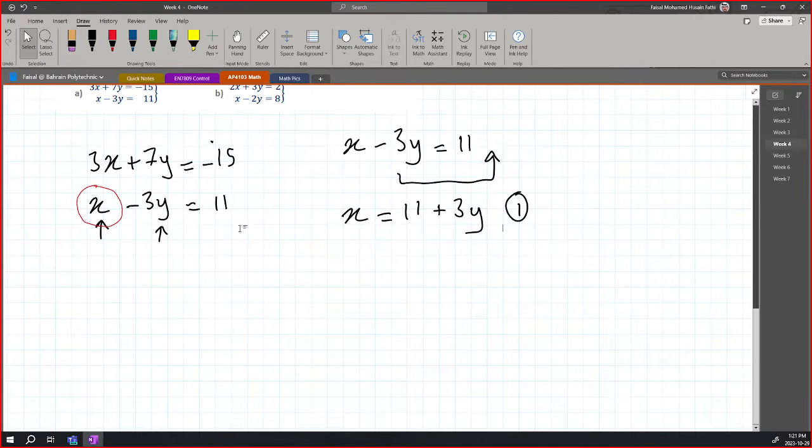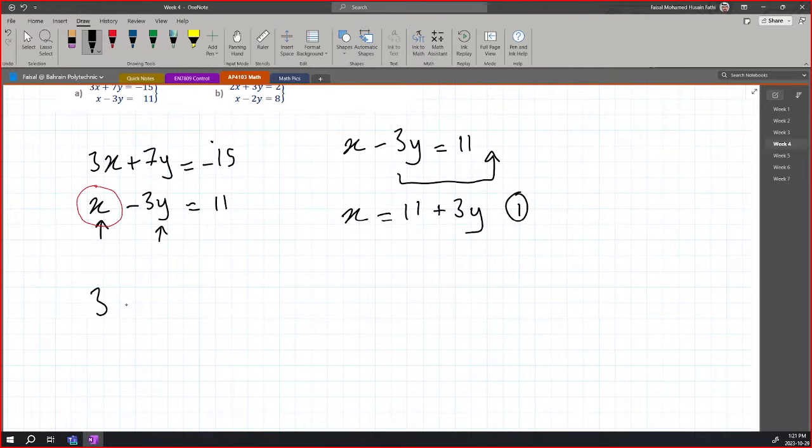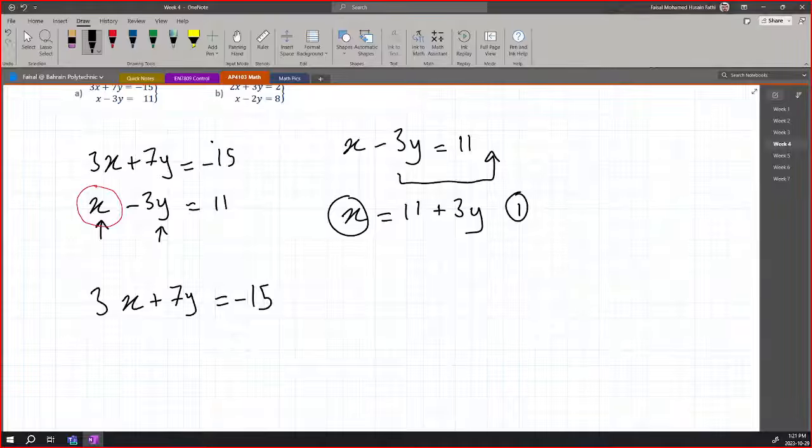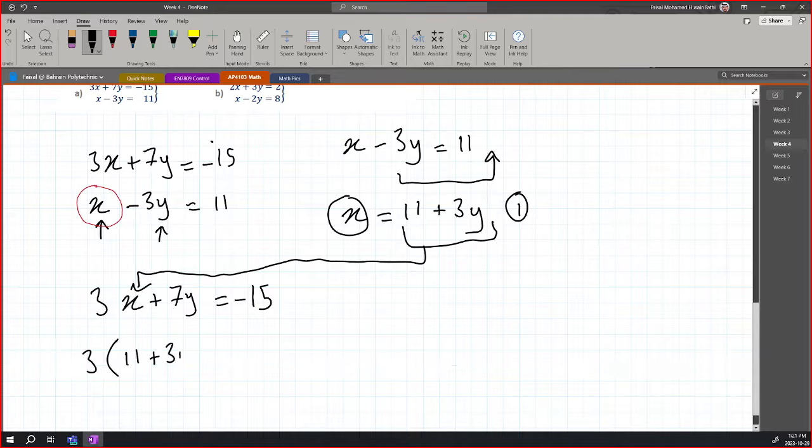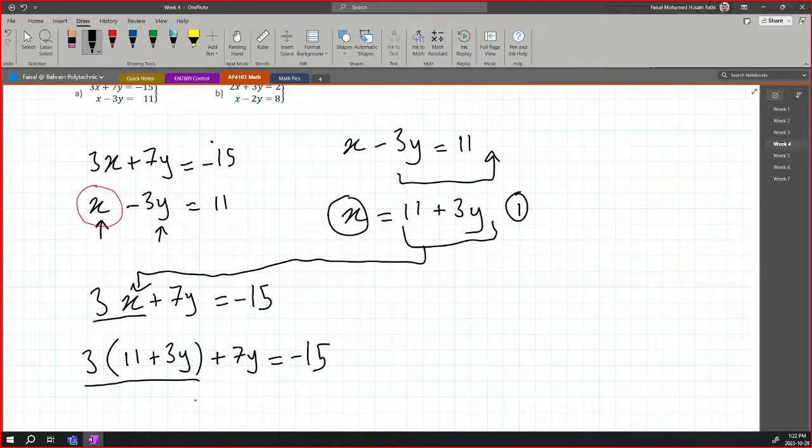we have here, which is 3x plus 7y, is equal to minus 15. What we have to do is substitute what we have. We have to substitute this value into the x here. So basically all we will do is do 3 into 11 plus 3y. Okay, so this is just the 3x part. Then we write the remaining equation, plus 7y is equal to minus 15.